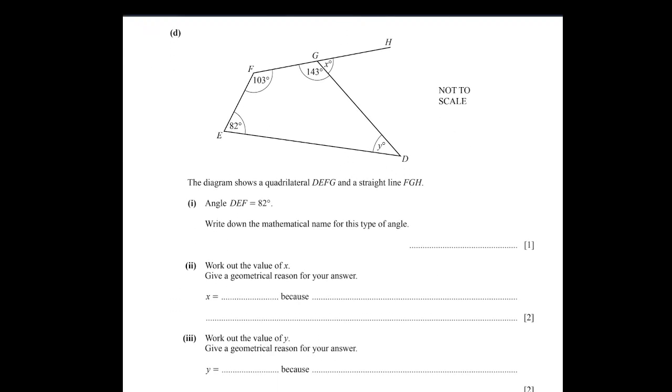Question number D. The diagram shows a quadrilateral DEFG and straight line FGH. So this is DEFG, a quadrilateral, and FGH is a straight line. Angle DEF is equal to 82 degrees. Write down the mathematical name for this type of angle. Now this angle is 82 degrees, which is less than 90 degrees and more than 0 degrees. So what do you call that angle? Acute angle.